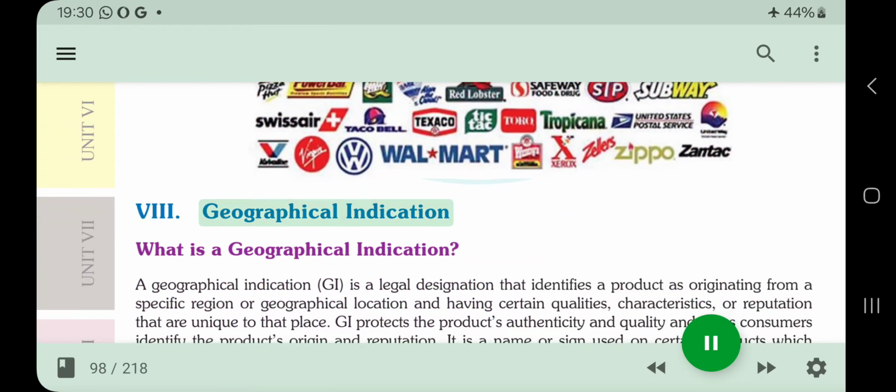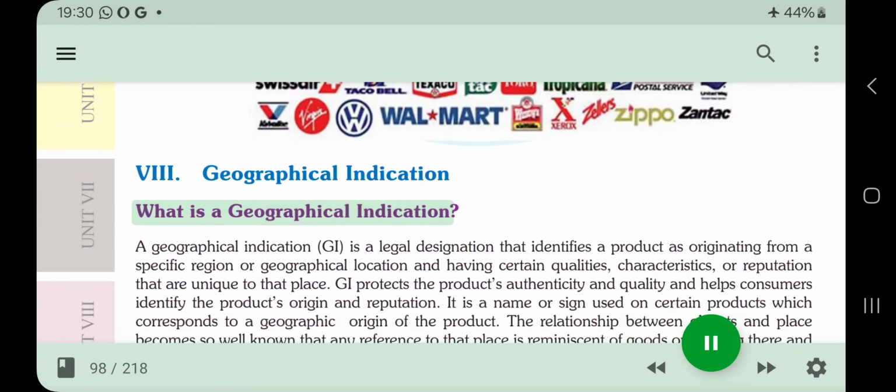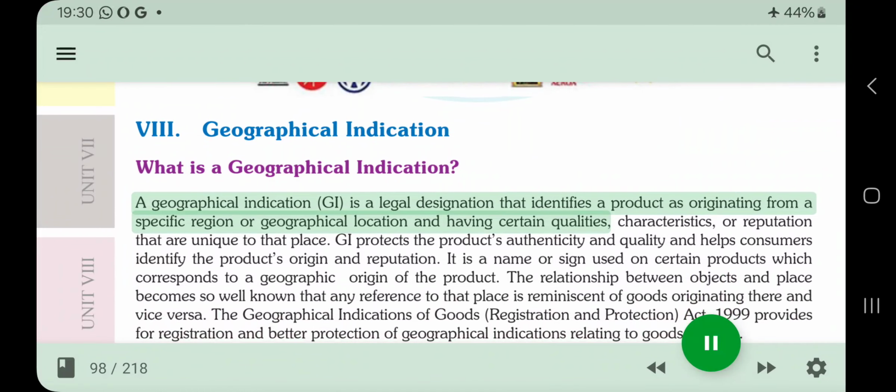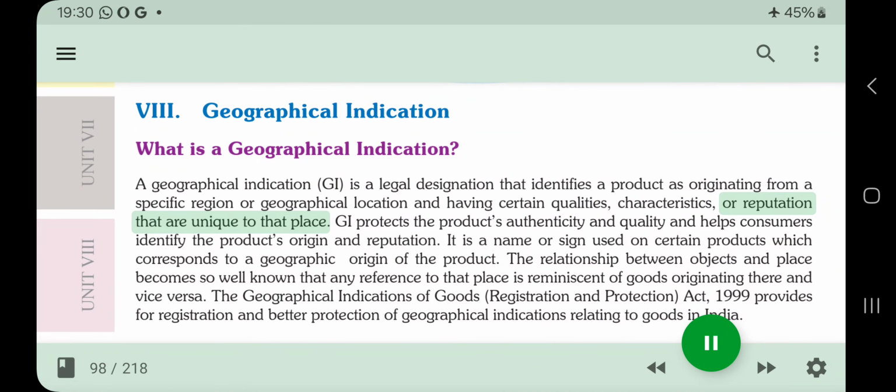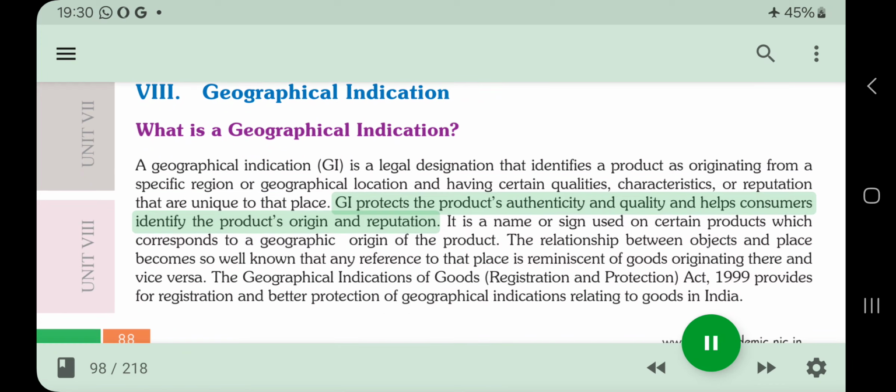8. Geographical indication. What is a geographical indication? A geographical indication, GI, is a legal designation that identifies a product as originating from a specific region or geographical location and having certain qualities, characteristics, or reputation that are unique to that place. GI protects the product's authenticity and quality and helps consumers identify the product's origin and reputation.